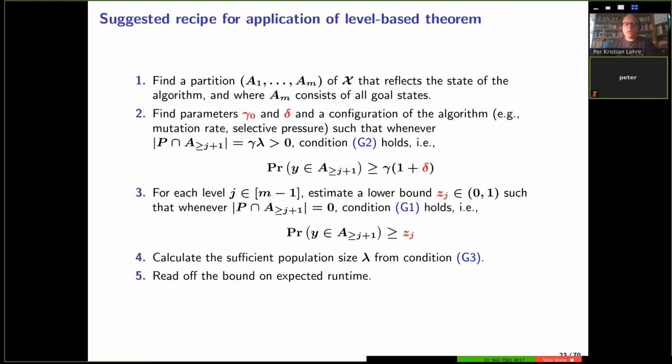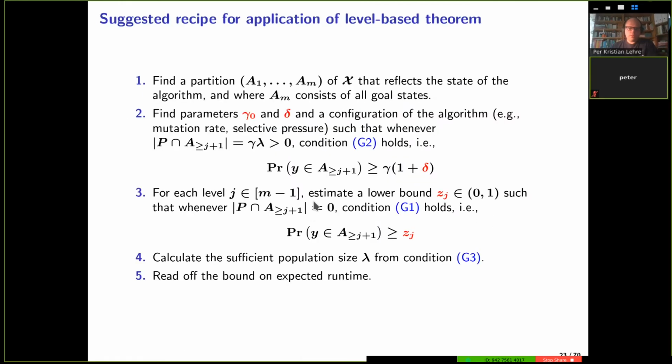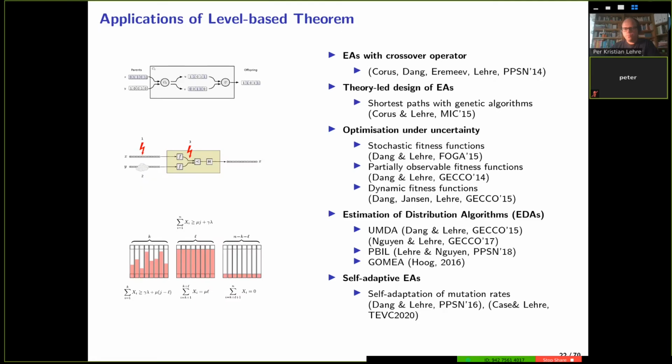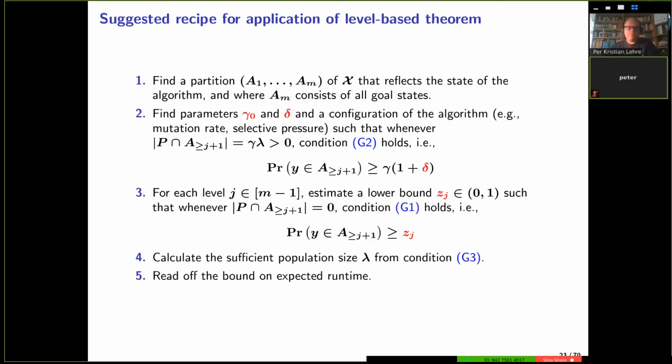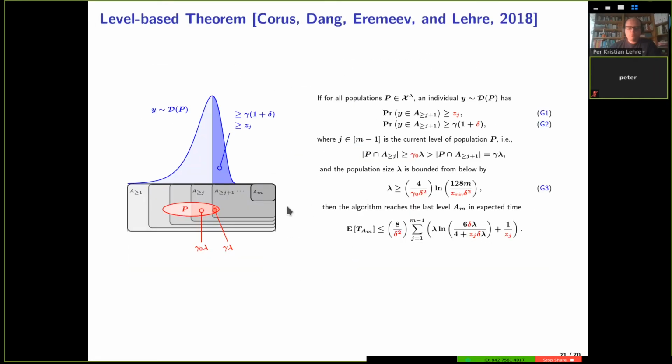Now, how tight is this theorem? Is it the case that this expression is a good approximation, or does this really reflect how much time the algorithm needs to find the optimal solution? Well, it depends on how you choose to define these levels, and how well you can compute these upgrade probabilities, and this delta.